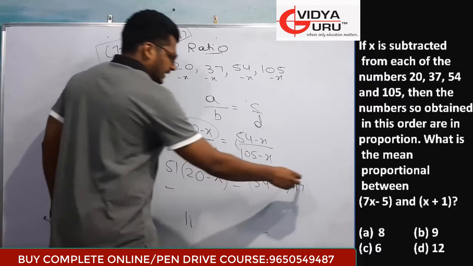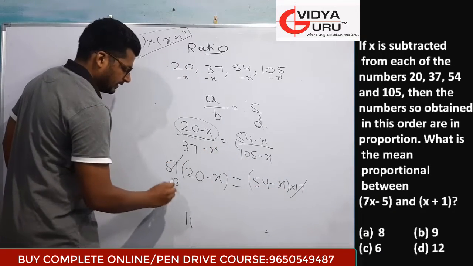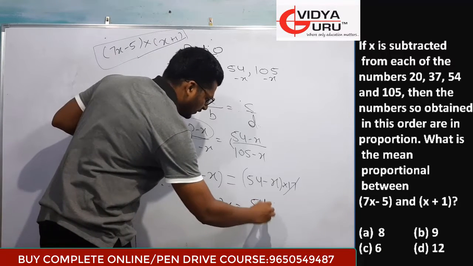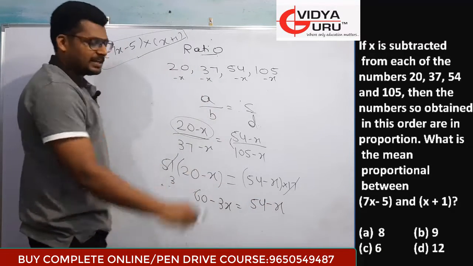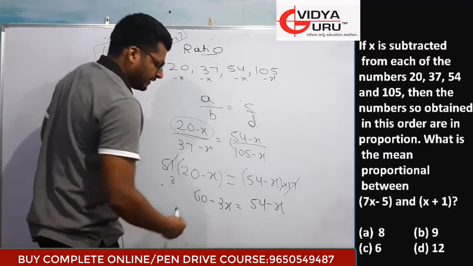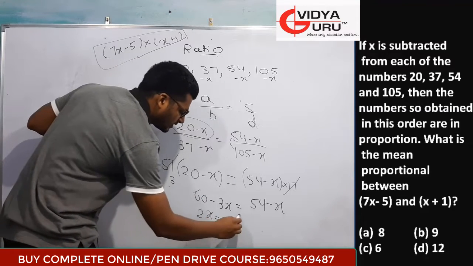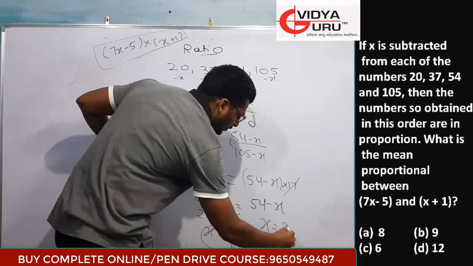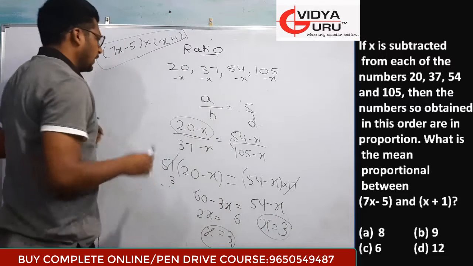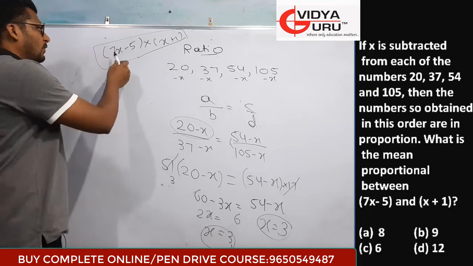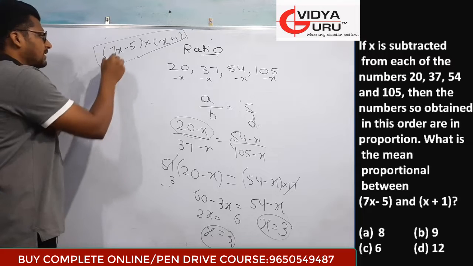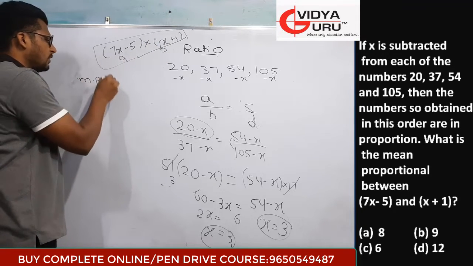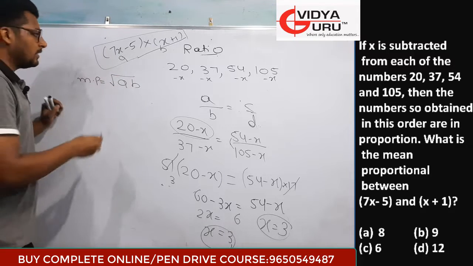Now we can easily find it. 17 3s are 51, multiplied 3, 60 minus 3x will be equal to 54 minus x. If we take x terms one side and numerical values one side, 2x will be equal to 6 and x will be nothing but 3. Value of x will be equal to 3. We need to find out the mean proportion of this. If this is A, this is B, then the mean proportion is root AB.